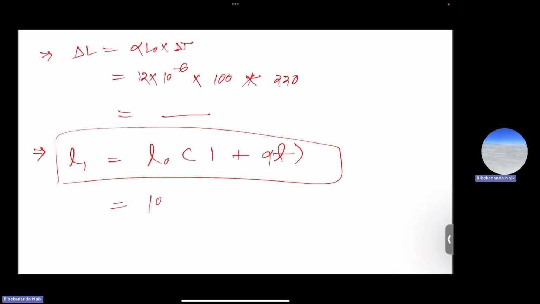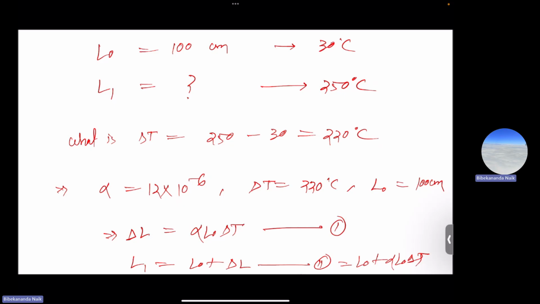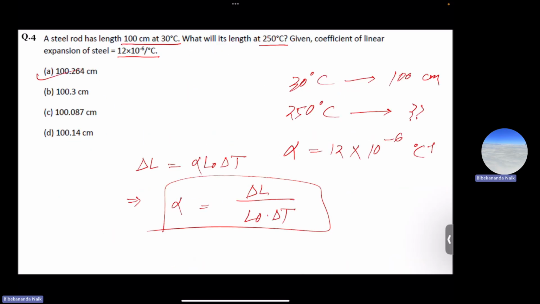So L0 is 100 into 1 plus alpha, 12 into 10 to the power minus 6, into 220. If you calculate, it will be 100.264 centimeters. So this is the correct answer. And if you see the options, 100.264 centimeter, that is option A, is the correct option.